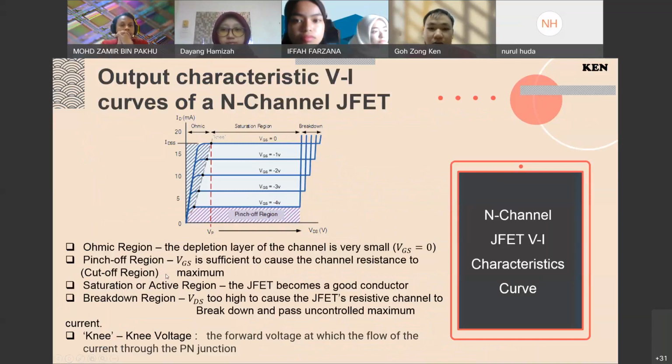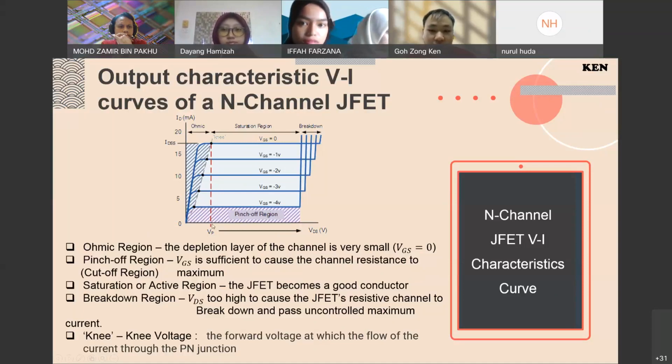Furthermore, I would like to explain the characteristics of the voltage against current curve of N-channel JFETs. This graph consists of many regions describing the characteristics of the JFET at a certain value of VDS. When the reverse bias voltage is increased, the current decreases until the pinch-off region. IDSS is the maximum saturation current and VP is the pinch-off voltage.